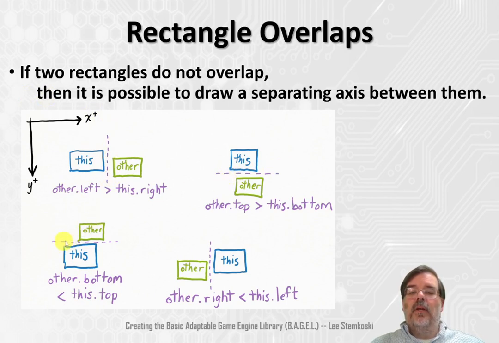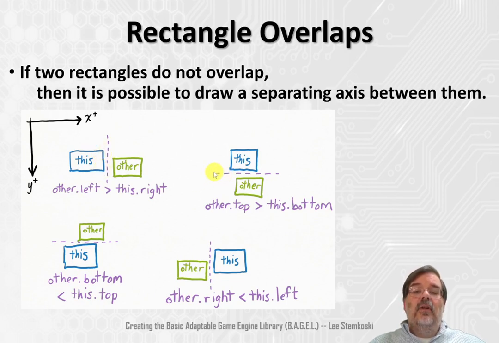And there's actually four cases that we need to consider to verify that rectangles do not overlap. So in each case, we have a blue rectangle, which I've called this, and a non-overlapping rectangle, which I've called other, could be in one of four positions. For example, the other rectangle might be to the right of this rectangle, in which case we can draw a separating axis in this location, and we can check for this condition by saying the other rectangle's left side is greater than this rectangle's right side.